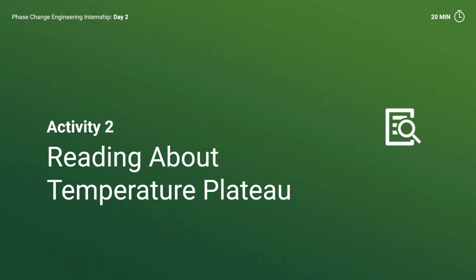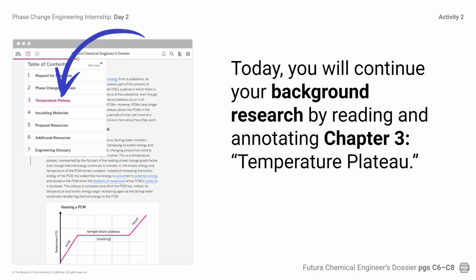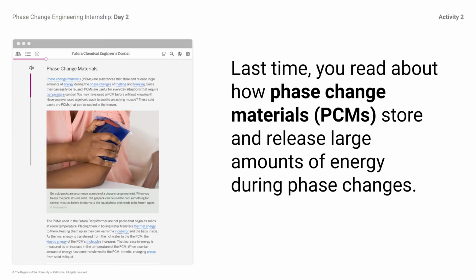Activity 2, reading about temperature plateau. Today, you will continue your background research by reading and annotating Chapter 3, Temperature Plateau. Students, open the dossier. You can select the link in the daily message and use the table of contents to navigate to Chapter 3, Temperature Plateau. Last time, you read about how phase change materials, PCMs, store and release large amounts of energy during phase changes.